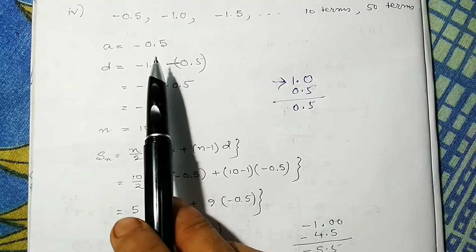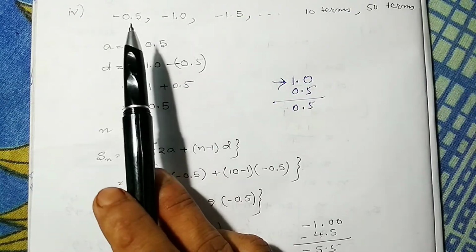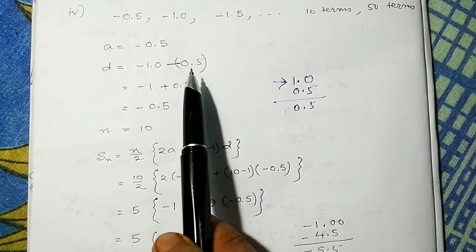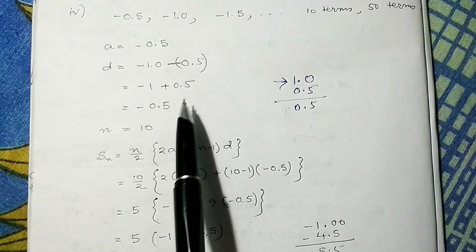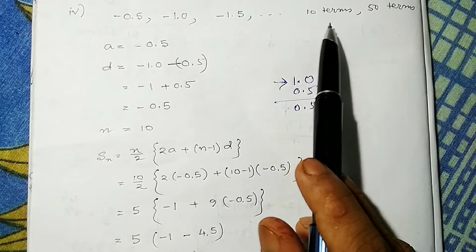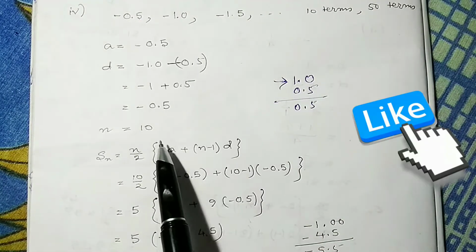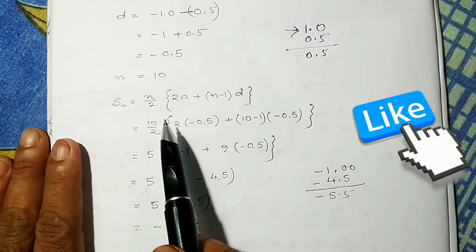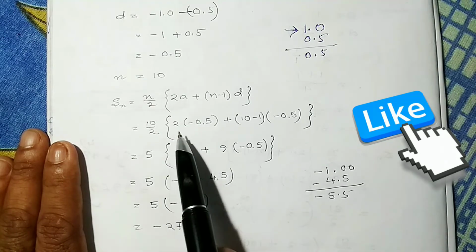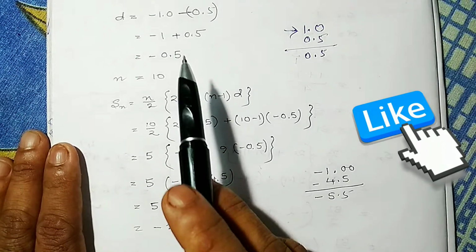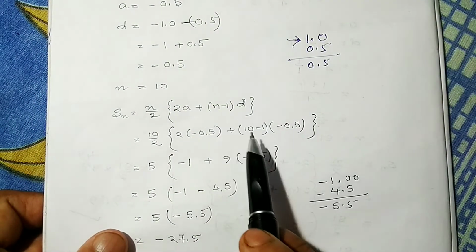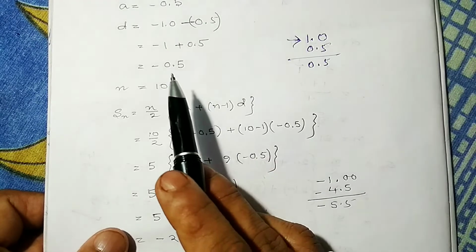Here a is minus 0.5, and d is second term minus first term: minus 1 plus 0.5, which will be minus 0.5. And n here is given as 10. We are considering the first case; the second case you can do yourself. n is 10. Now the sum formula you know, n by 2 into twice a plus n minus 1 into d. So 10 by 2 into twice a, where a is minus 0.5, plus n minus 1, which is 10 minus 1, and d is minus 0.5.